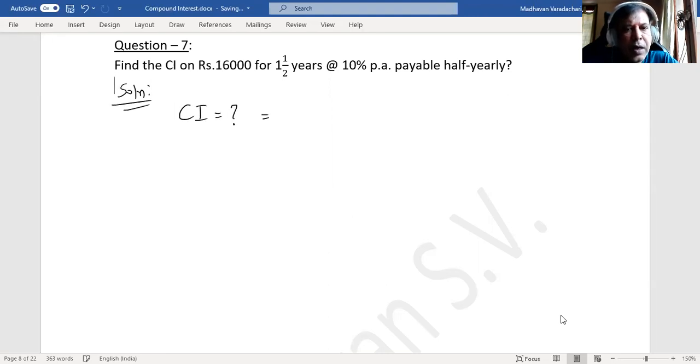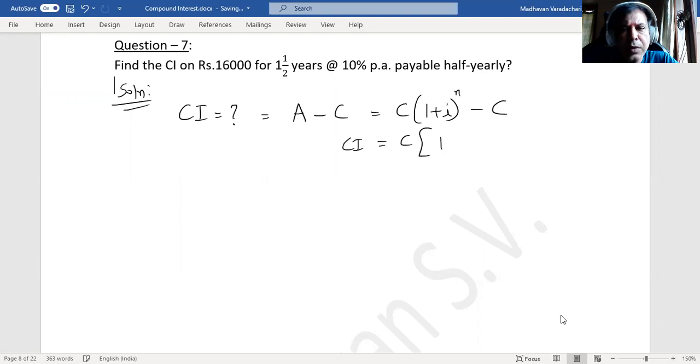Okay. The formula is amount minus the initial principal amount, the initial investment. What is amount? Amount is C times (1 plus I) to the power of N. So the compound interest is C times (1 plus I) to the power of N minus C, which means our compound interest will be C times ((1 plus I) to the power of N minus 1).